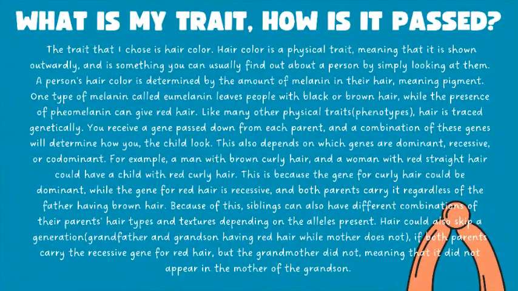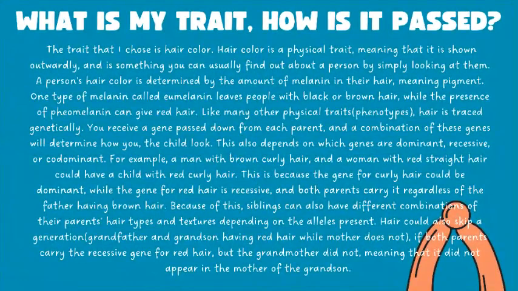A person's hair color is determined by the amount of melanin in their hair, and melanin is just the amount of pigment in their hair. One type of melanin called eumelanin leaves people with either black hair if they have a lot or brown hair if they have slightly less, while the presence of pheomelanin can give you red hair. Like many other physical traits, also known as phenotypes, hair is traced genetically.